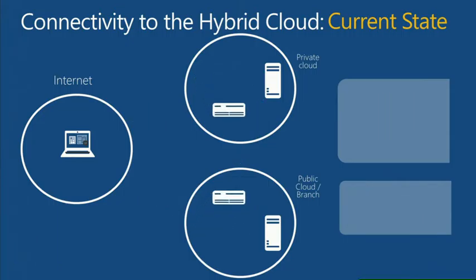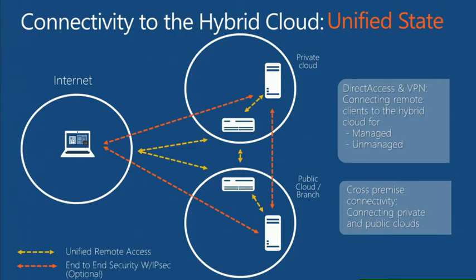With Server 2012, what we've essentially done is we've converged this infrastructure such that you can now have DA, VPN, and site-to-site VPN all on the same hardware. So we've essentially made it such that you can consolidate hardware and make better use of your infrastructure, thereby driving down capital expense.